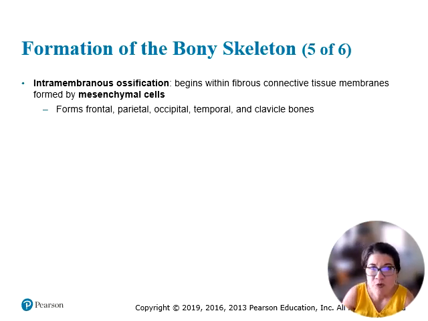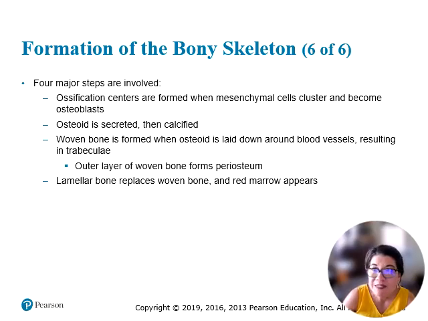And then the intramembranous ossification isn't as common. So it's in your frontal, parietal, occipital, and temporal bones of your skull and your clavicles. And the steps are you have these mesenchymal cells, and they turn into osteoblasts. And then remember osteoid, that's the substance. You start making some osteoid, and then the bone starts to form from that.